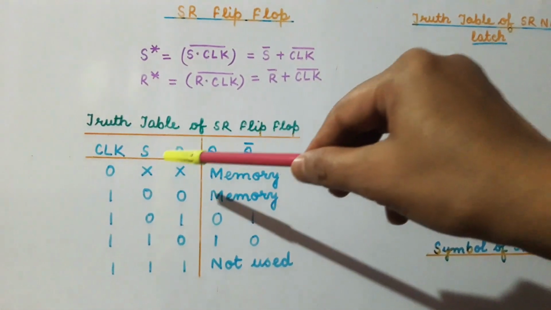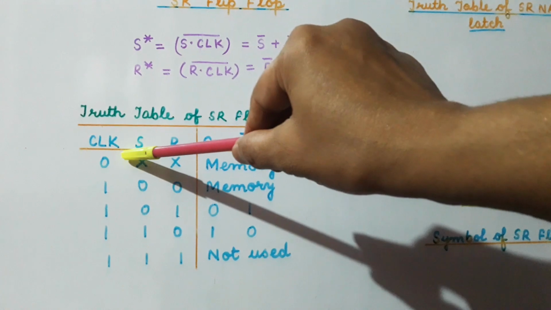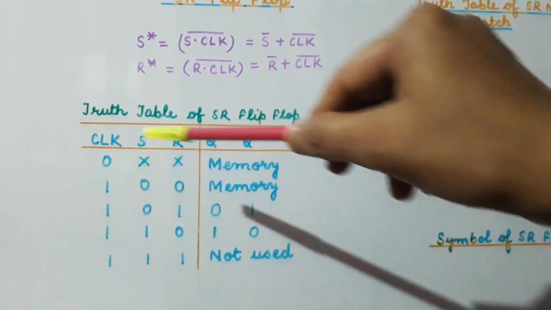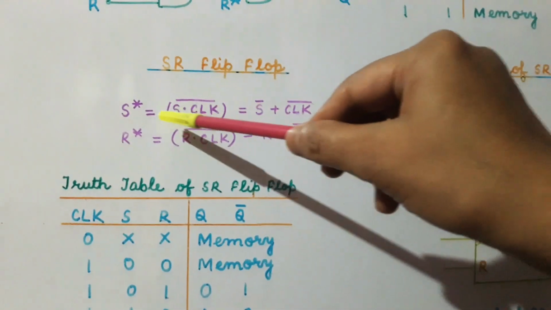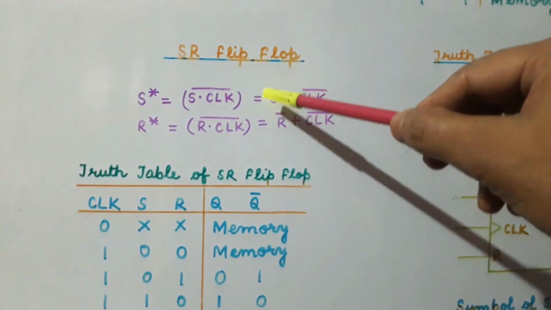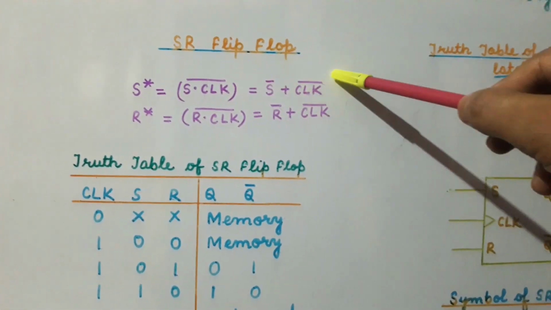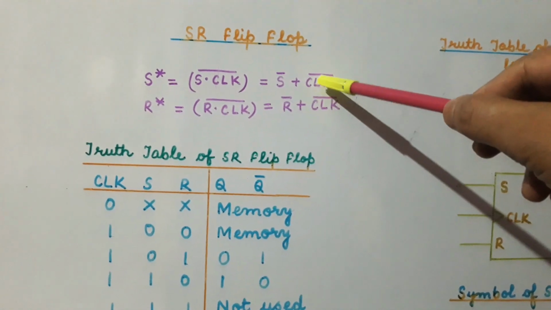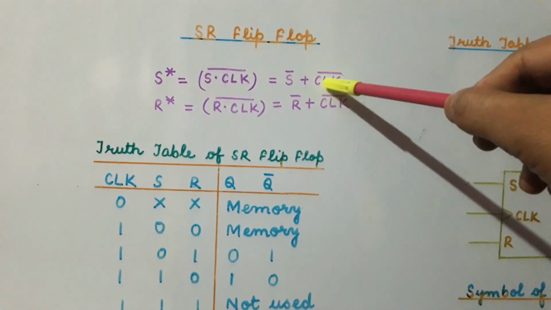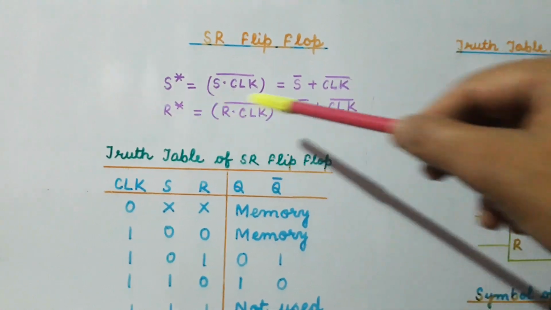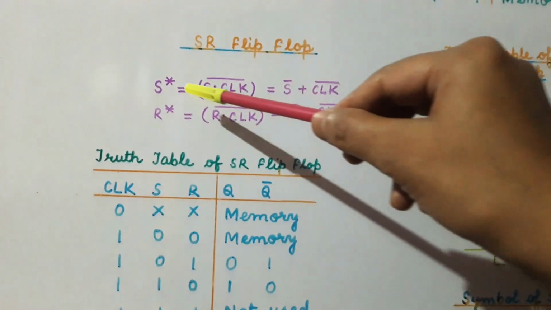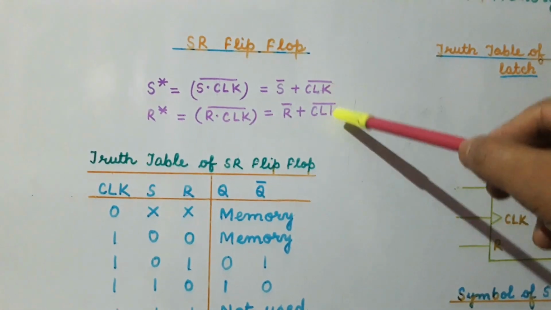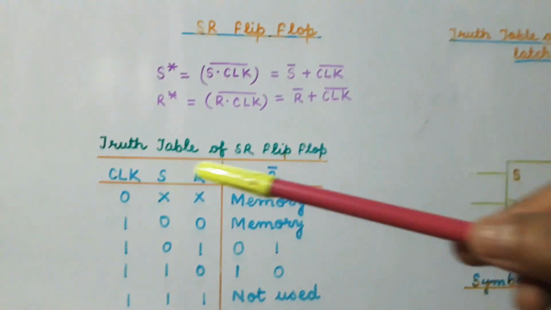Let us take the first case, that is when the clock is low, that is the clock is 0. Then if the clock is low, then the value of S star will be equal to S complement plus clock complement. Since the clock is 0, so 0 complement will give 1. Similarly, R star will be equal to R complement plus 0 complement, that is 1. So, the value of S star and R star will be equal to 1 when the clock is low.